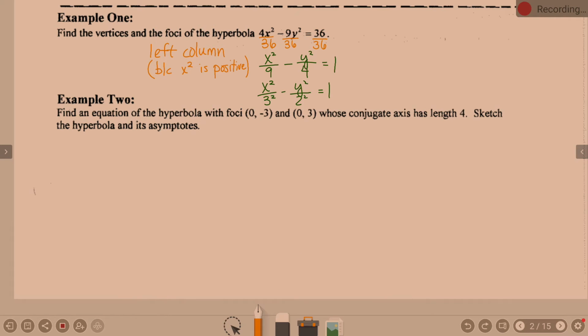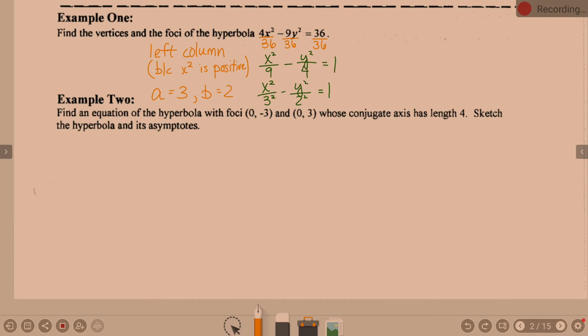If you want to get weird and write the negative y squared first, well then y squared's first, then yeah, okay. So what is A then? A is still 3. What is B? B is 2. Okay.